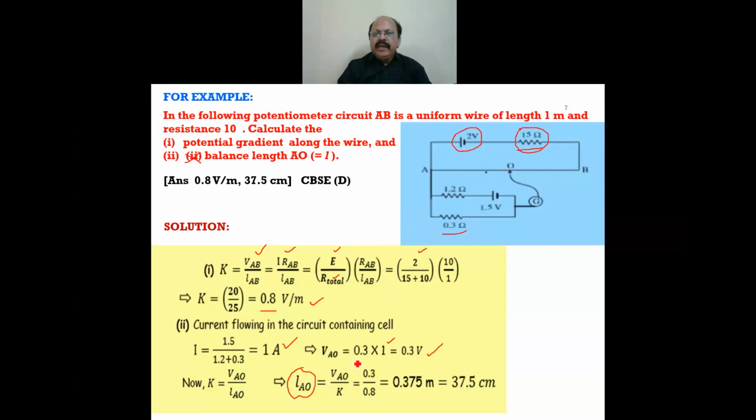And VAO that you have calculated is 0.3 and K already you have calculated is 0.8. Substitute the values, solve it, you will get 0.375 meter. That is 37.5 centimeter. So this is the balancing length. So this is one concept based, numerical based problem related to potentiometer. This is the way to apply the concept and solve the concept based question as well as numerical.